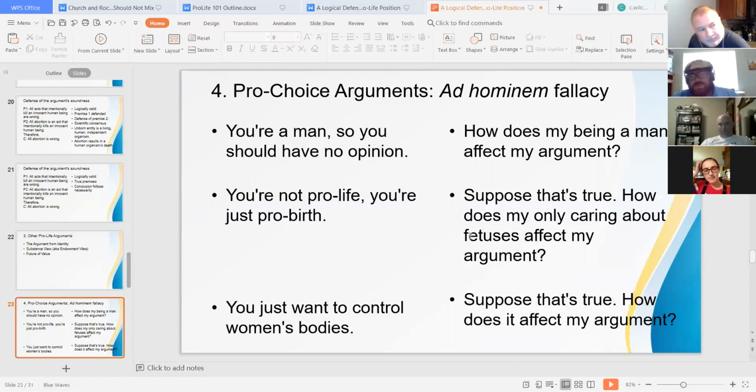So one of the most common types of ad hominem arguments you'll hear is, you're a man, so you should have no opinion on abortion. The second type is, you're not pro-life, you're just pro-birth. And then my personal favorite, you just want to control women's bodies. Now, we can offer some good responses to these arguments. If someone says, you're a man, so you should have no opinion, we could just respond the way Frank Beckwith responds. Well, you know, arguments don't have gender, people do. So respond to my argument.